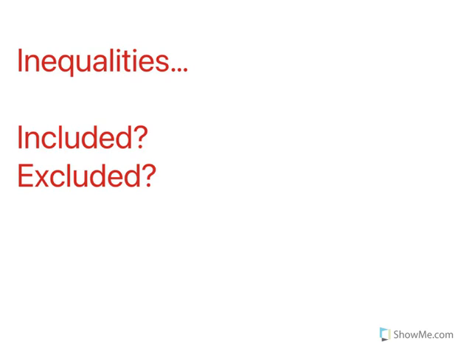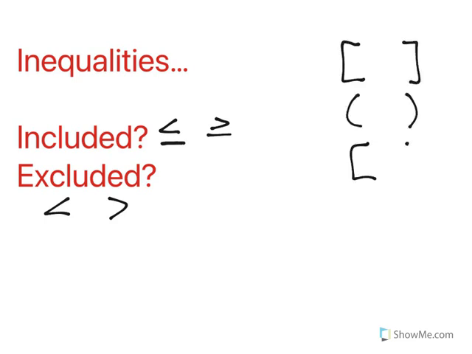Included means there would be an equal sign with it. So we're talking less than or equal, greater than or equal. If it's excluded, we're just going to have a less than or a greater than. The difference is a bracket versus parentheses. So these are all of the options.